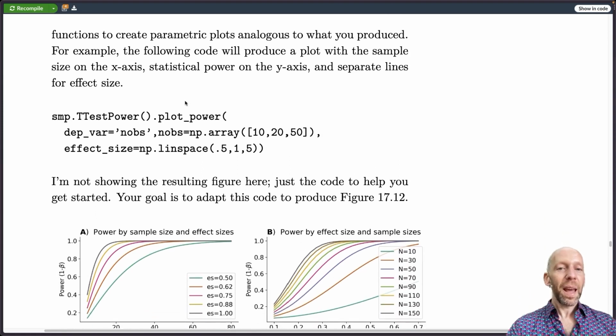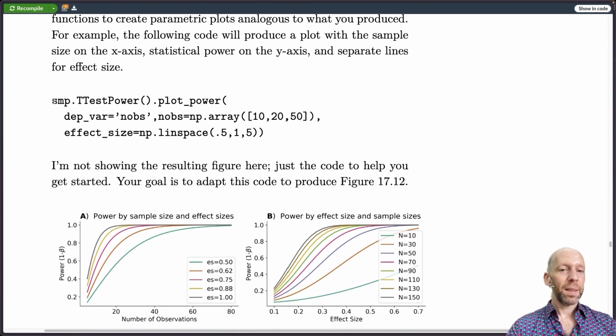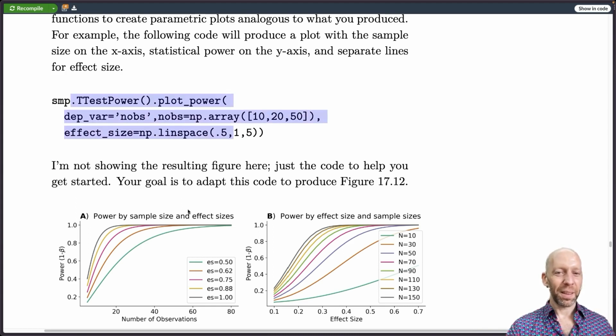Okay, so here is an example for a t-test. So smp, so statsmodels power, TTestPower dot plot_power. And here we provide some inputs. We have the dependent variable of the number of observations. We specify 3 different levels of observations and an effect size. And so this is going to return a plot that contains multiple lines for these inputs without us having to go through and separately calculate the power in for loops and then write extra code to make plots and so on. Okay, so I'm not showing you the plot. These plots do not come from this line of code. This is just some very simple code to help you get started with this exercise.